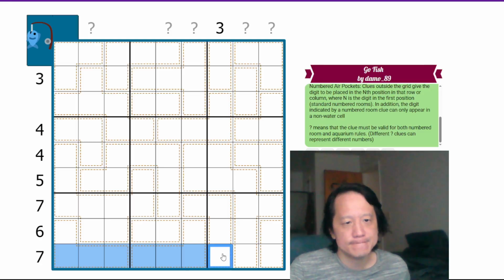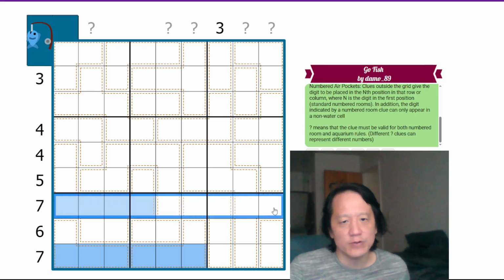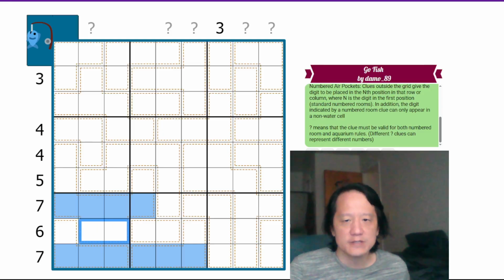Okay. We have 7 here. That means these 4 have to be all water. Because if they're not water, there would be 4 airs here, and therefore we would have 5 waters at most in this row. So that means this has to be water there.